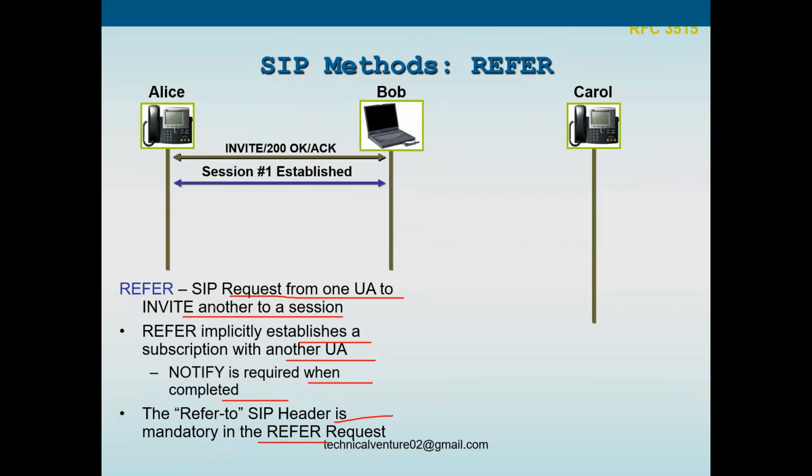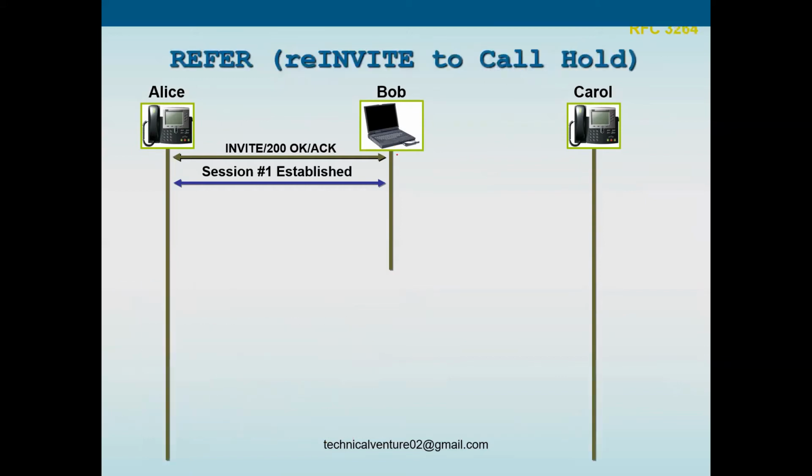So now you can see here it is just showing the INVITE message, and then there will be 200 OK and acknowledgement, and the session will be established between Alice and Bob. After that, Bob wants to refer it to someone else. So there is a REFER message. You can see it here. It is showing a re-INVITE to hold the call. So let's just check it. Session established. Now Bob is inviting another user agent.